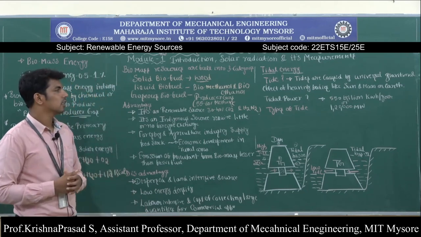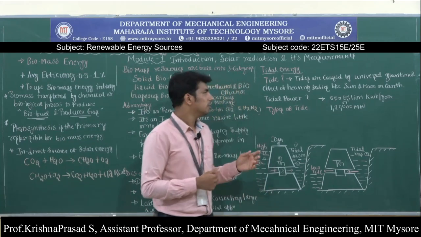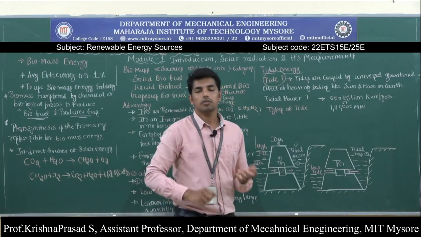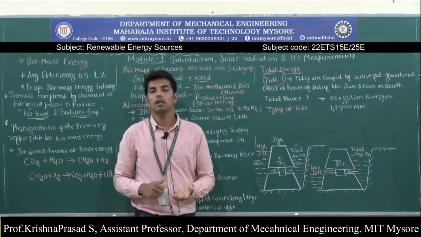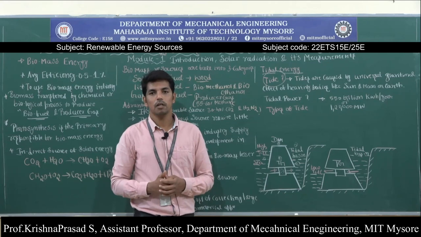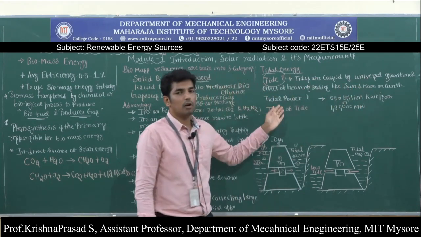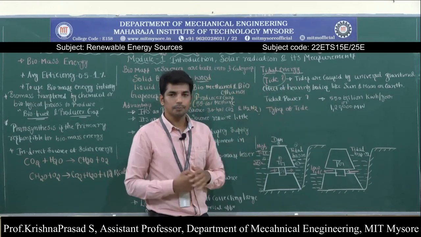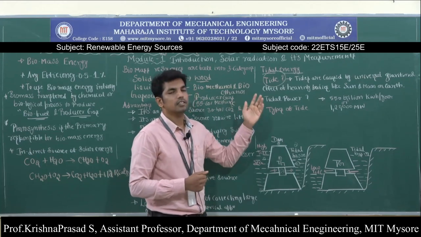So next, a very important one is called tidal energy. The very first important thing we need to understand here is what is meant by the tide. The tide is nothing but the periodic rise and fall of the water level of the sea. Then how are tides obtained? The tides are caused due to the universal gravitational effect of heavenly bodies like the sun and moon on the earth.